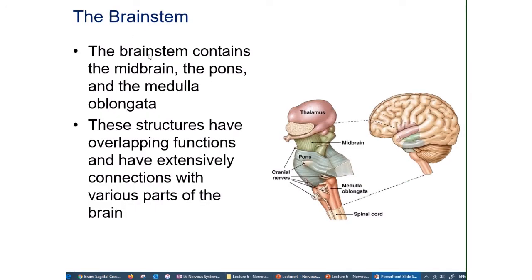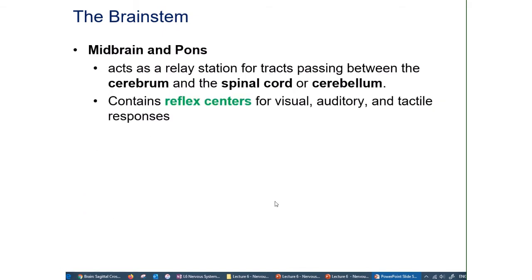Okay, so the brainstem actually has overlapping functions, right? And they kind of work together to carry out these things. These overlapping functions, that is. And another thing to notice is that there are these cranial nerves that are emerging from the midbrain, the pons, and the medulla oblongata. And a lot of these cranial nerves are going to be involved in various types of cranial reflexes.